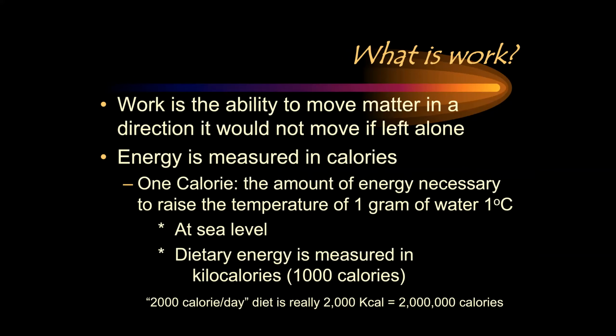Now, you're all familiar with calories. Anytime you talk about diet, you're talking about calories. But those aren't really calories. Those are kilocalories. A kilocalorie is 1,000 calories. So if you're talking about a diet with 2,000 calories per day, that's really 2,000 kilocalories, which translates to 2 million calories in a normal diet.